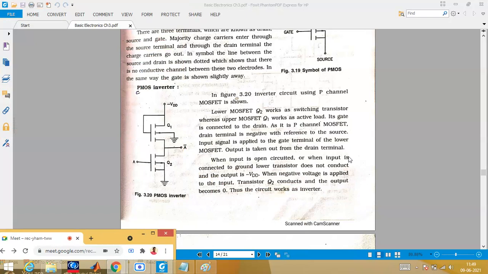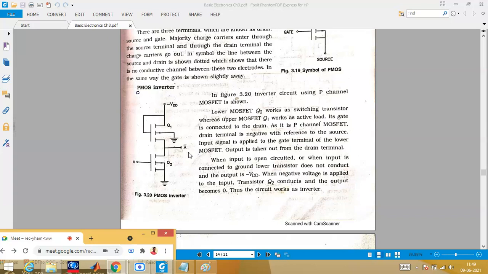Okay. Now see, here the operation, you just try to understand. Whenever you are giving the input, the input is connected to the lower ground transistor, and this is VDD. Suppose I am giving 1 here. Whenever I am giving 1, what will happen? This circuit output should become 0. Whenever I am giving 0, here it should become 1.